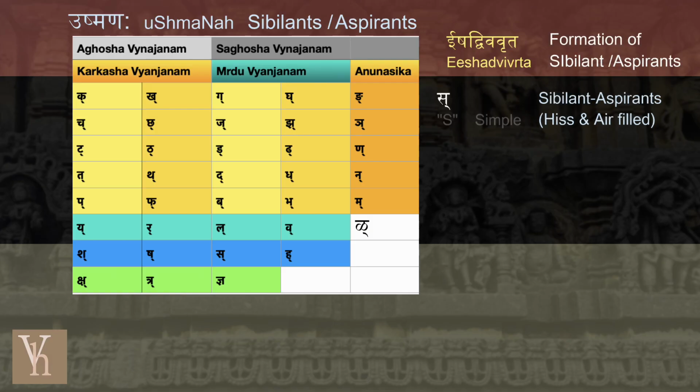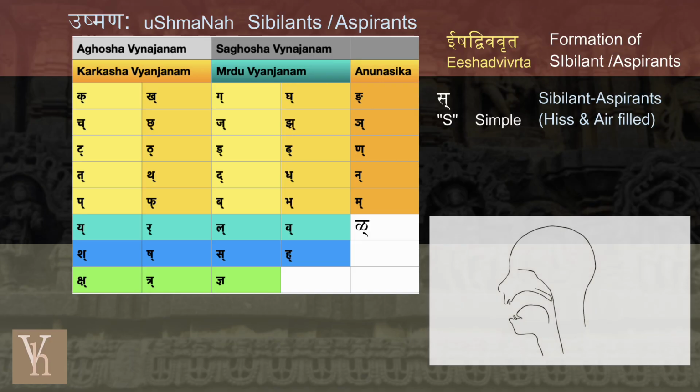S is similar to simple in English. You will realize that for s, we move the tongue forward, directing the air towards the teeth. Therefore, it is a dental, a dantavya aspirant sibilant. For example, sagara, sundari, siddha.